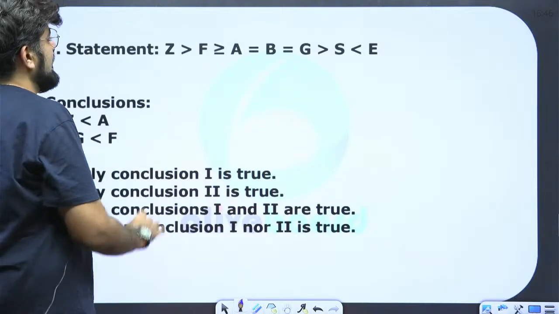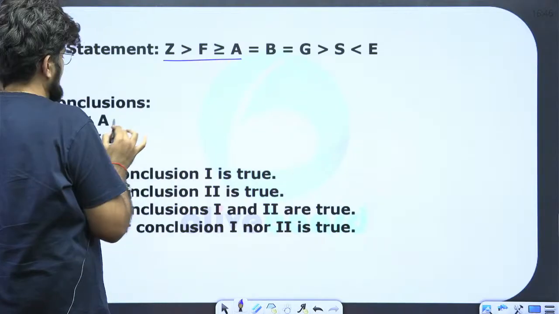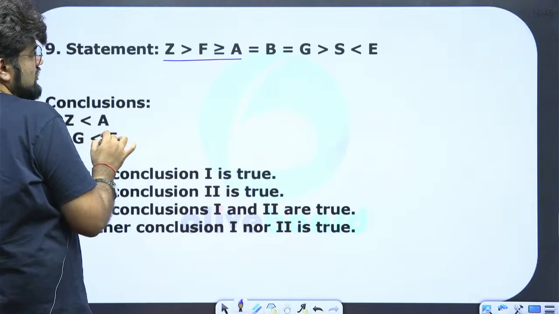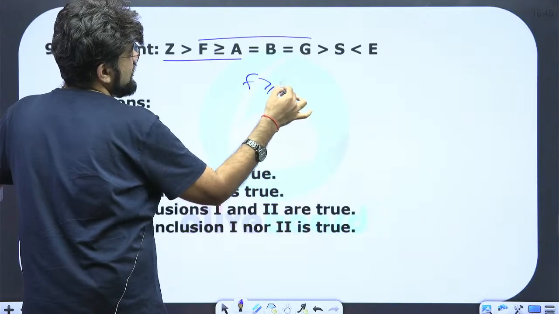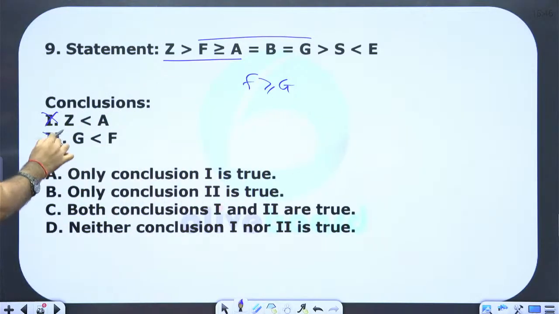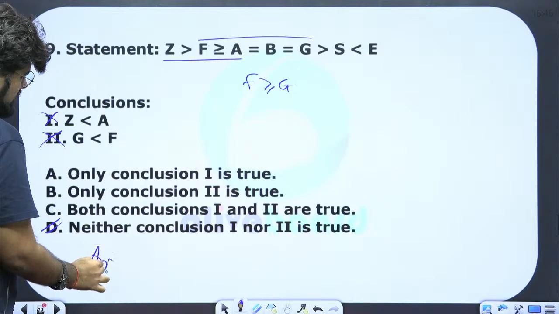So Z is less than A. No, we can clearly see Z is greater than A. So this is gone. G is less than F. So we can say F is greater than equal to G. Can I say G is less than F? No, I cannot. Again the same thing. Neither conclusion 1 nor 2 is true. Option D is the right answer.